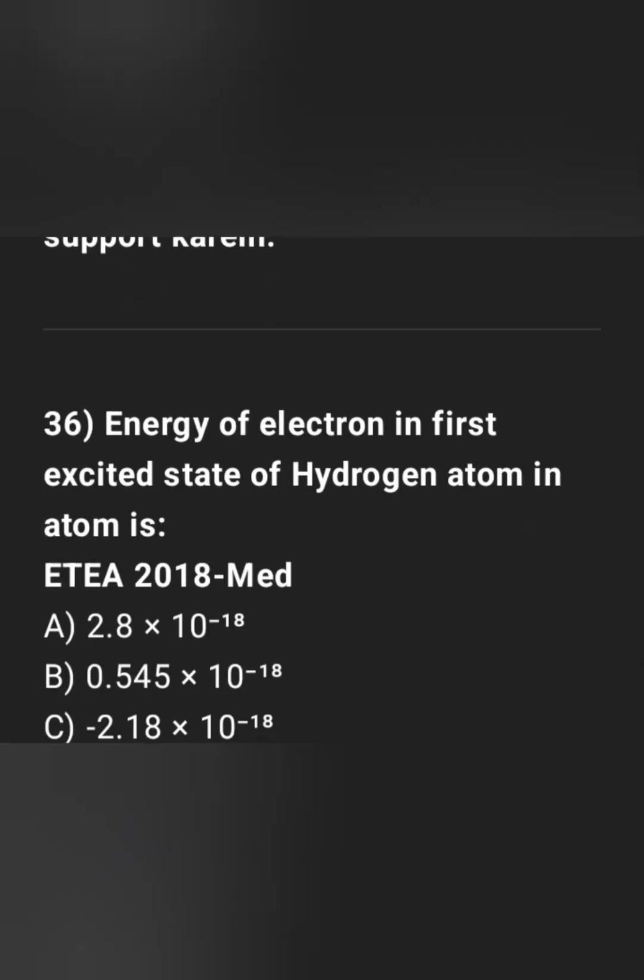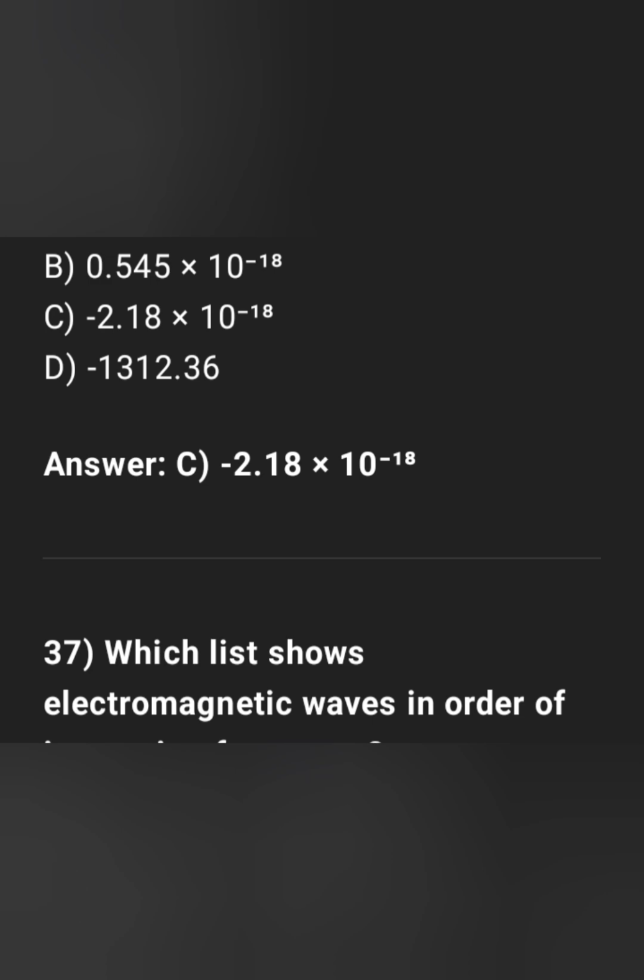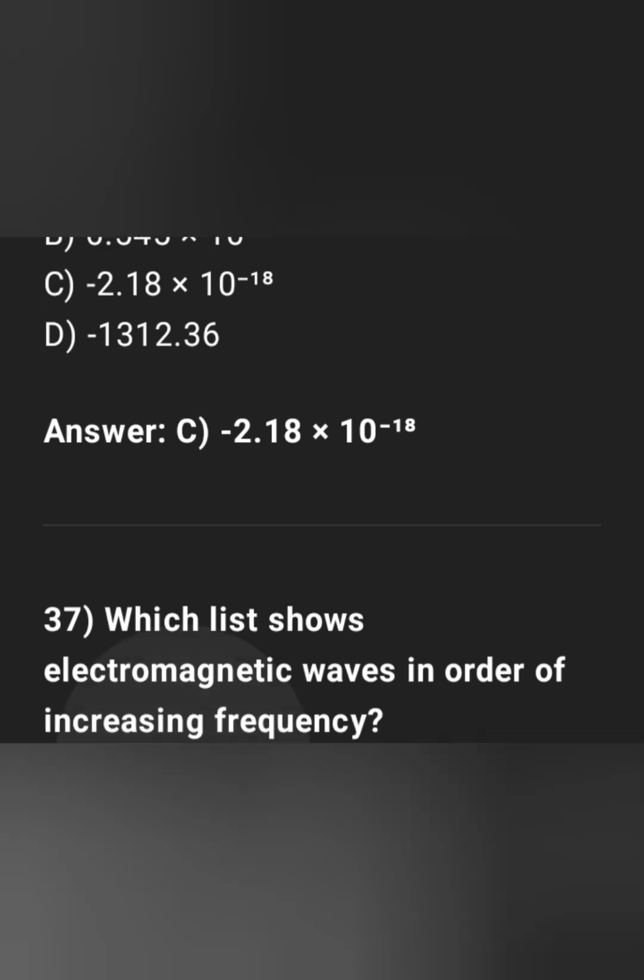36. Energy of electron in first excited state of hydrogen atom is: A, 2.18 times 10 to the power minus 18, B, 0.545, C, minus 2.18 times 10 to the power minus 18, D, 1312.36. Answer: C, minus 2.18 times 10 to the power minus 19.